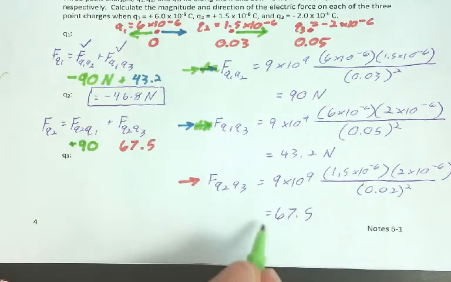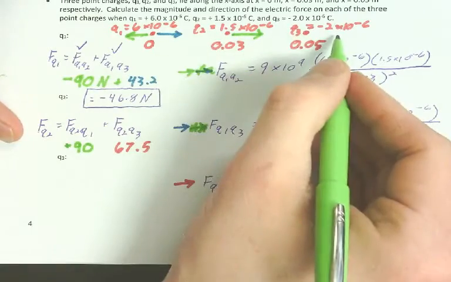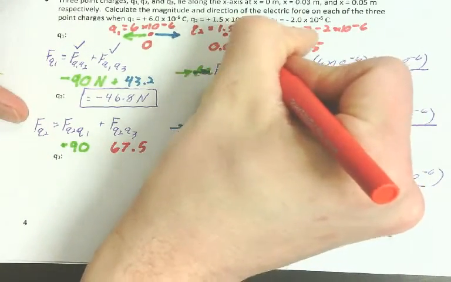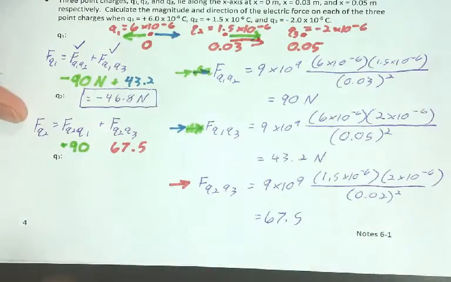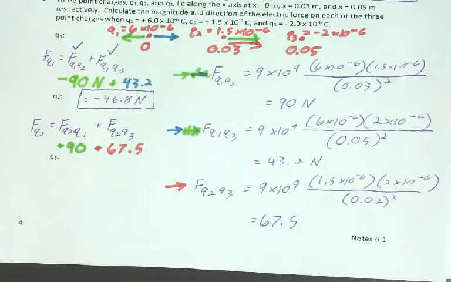What about Q2 and Q3? Q2 is positive. Q3 is negative. Opposites attract. That's also to the right. What's 90 plus 67.5? 157.5.